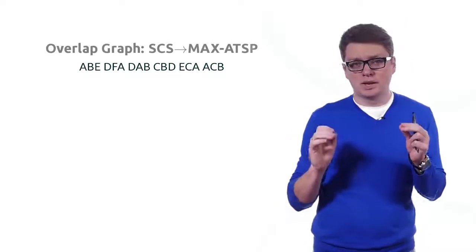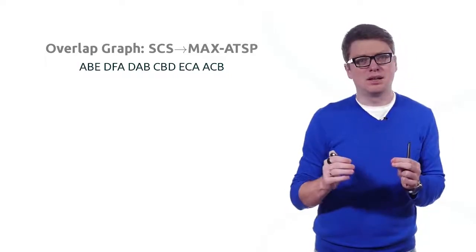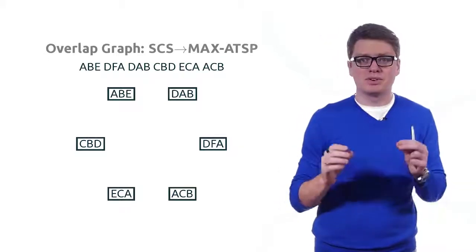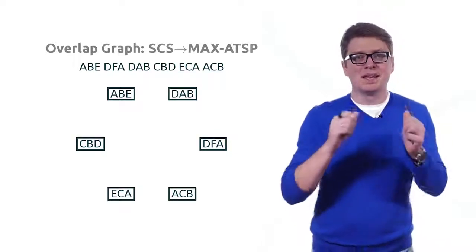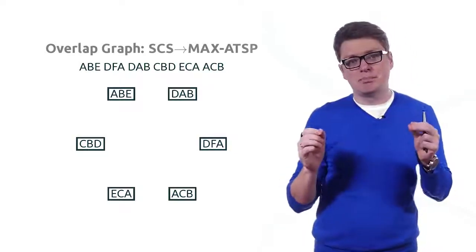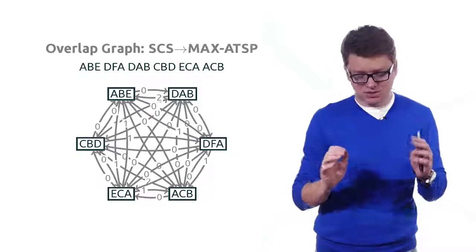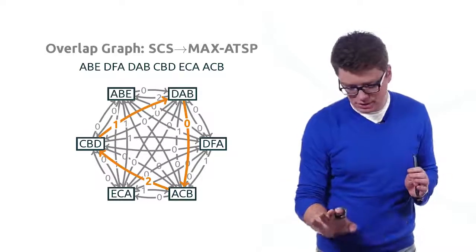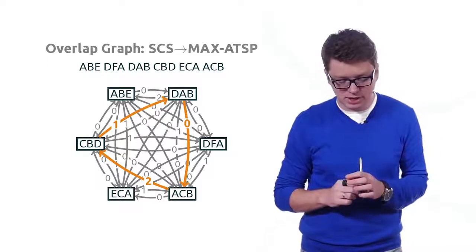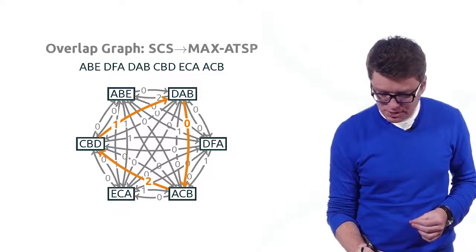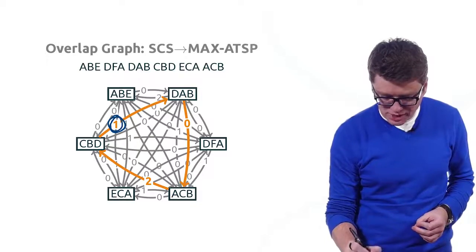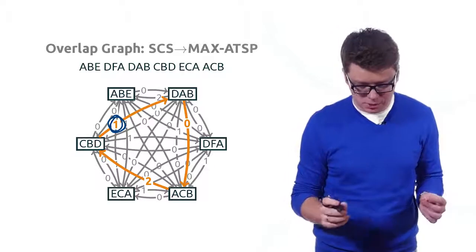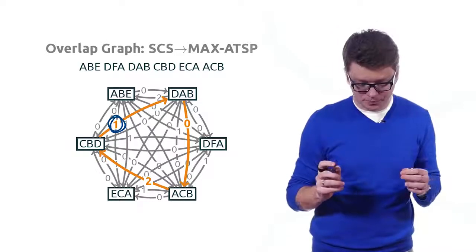Okay, so we can argue as follows. So let's construct the so-called overlap graph. So the nodes of our graph are just our input strings, and then we add directed edges between every pair of the strings. Okay, this results in the following graph. So on every edge, so let's just focus on the highlighted edges. For example, on the edge from CBD to DAB, we put weight 1 just because the overlap of CBD and DAB is equal to 1. So indeed, they share the letter D.